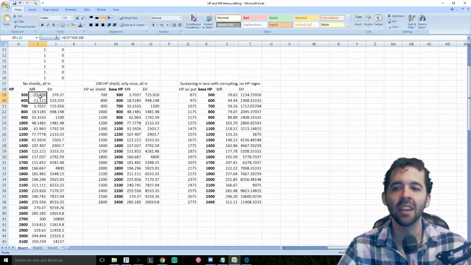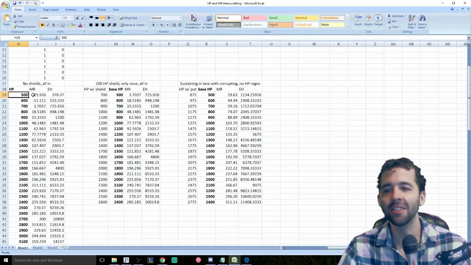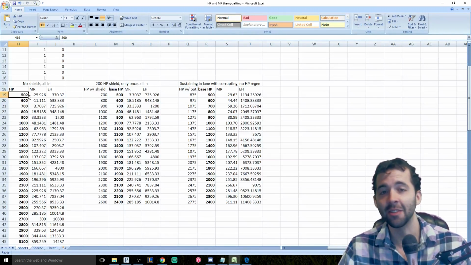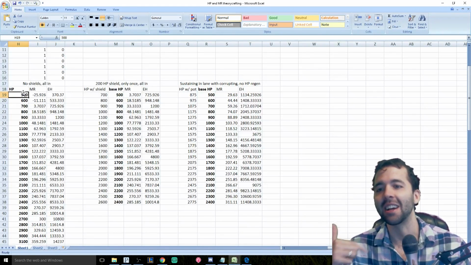And we have some negative values from the formula, but basically that means that if you have 500 health, you should not be building MR. If you have 500 health and you want to survive a LeBlanc jumping on you, you need to get that health up as fast as you can, okay?